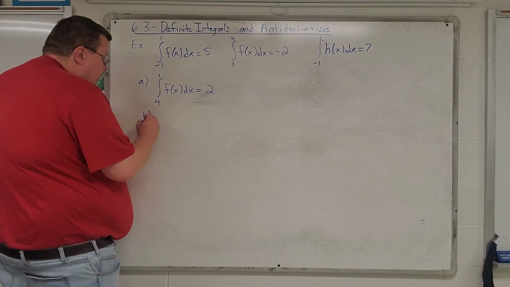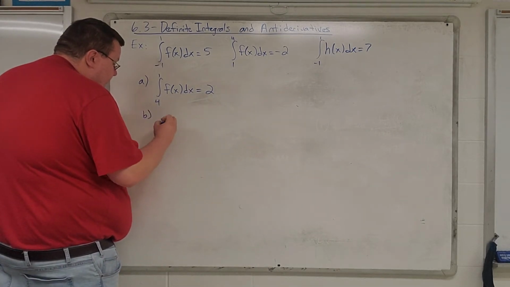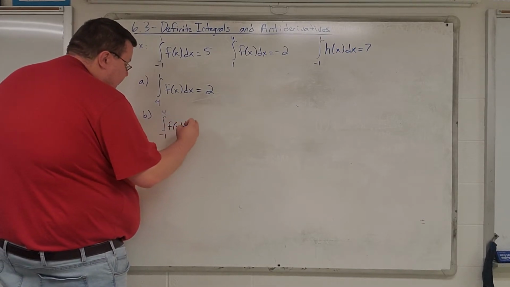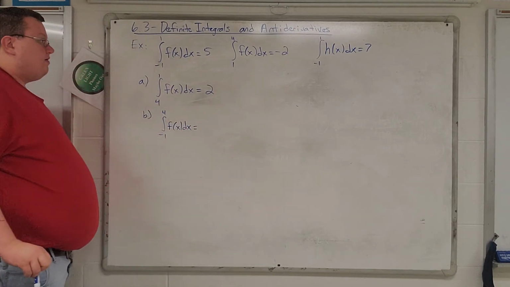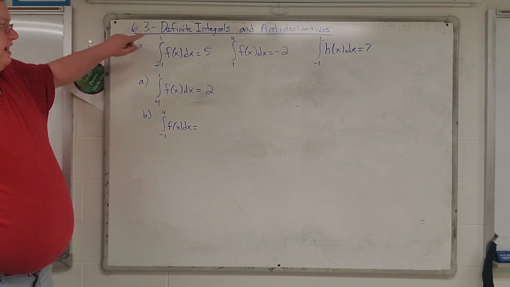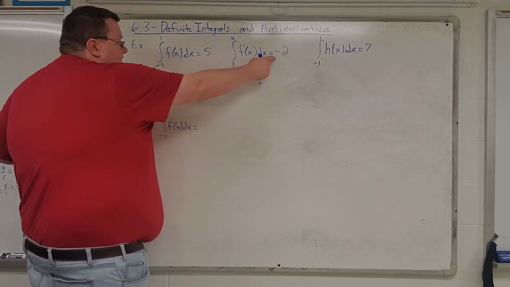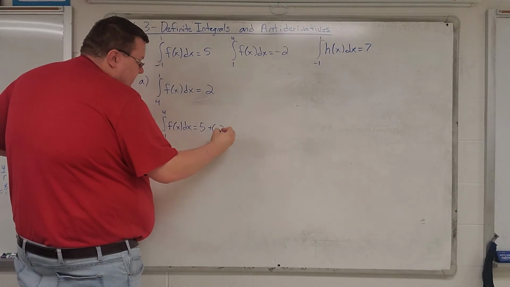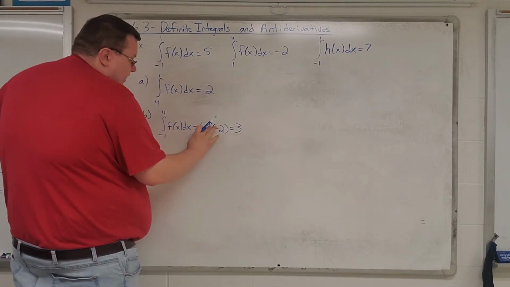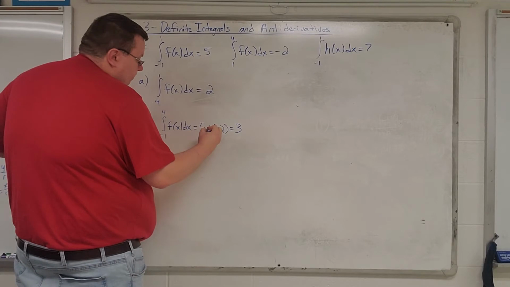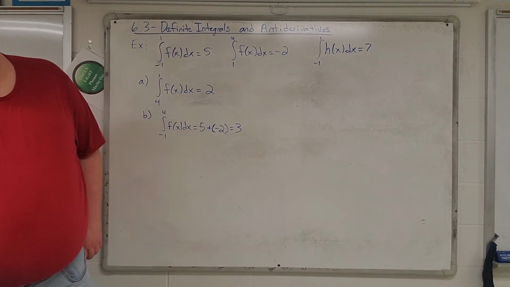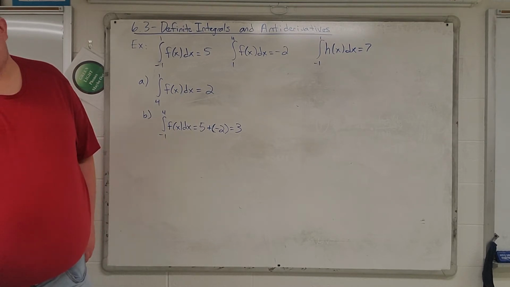All right, part B, let's say we want the integral from -1 to +4 of f of x dx. Well, we already know that from -1 to +1 is 5, and from +1 to 4 is -2. So if I add those together, 5 plus -2, I get my answer of 3. And that's using additivity, rule number 5.